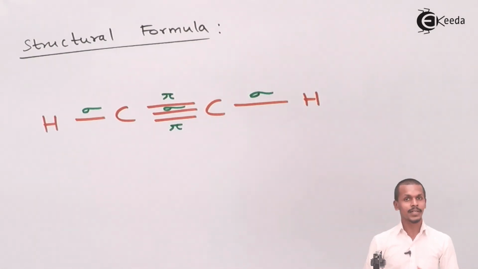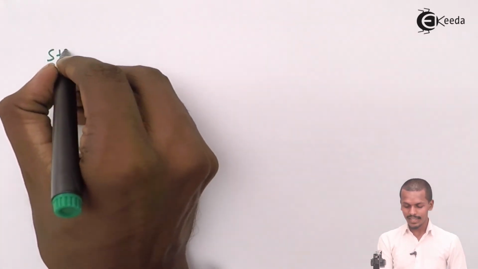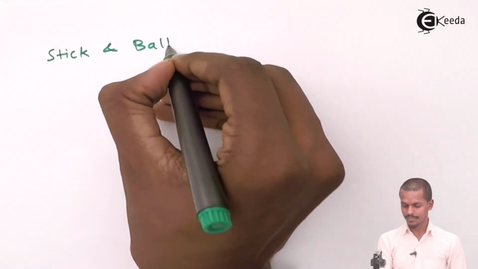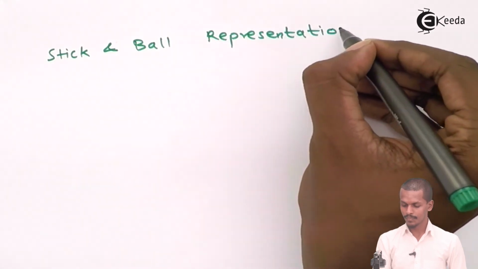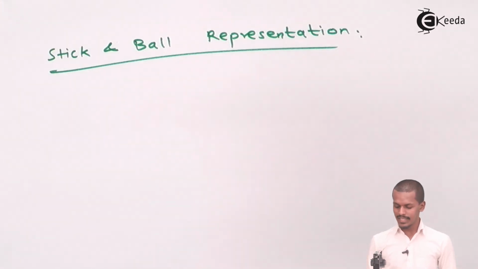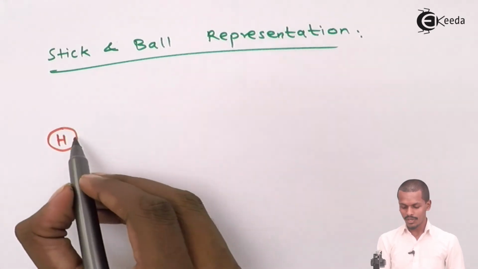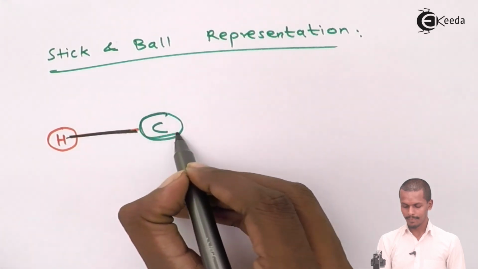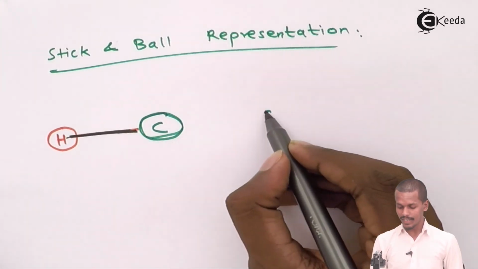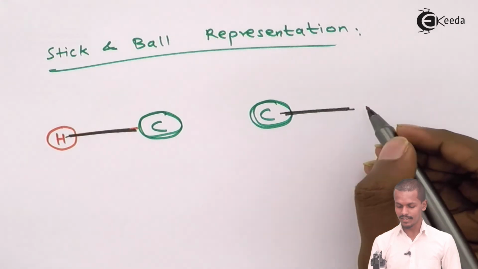And the last one remaining is the stick and ball structure. I can represent it over here. It is very easy to explain because it deals only with hydrogen and carbon atoms. The bond can be shown as a stick between a carbon atom and another carbon atom, and this stick represents the bond between the carbon and hydrogen.